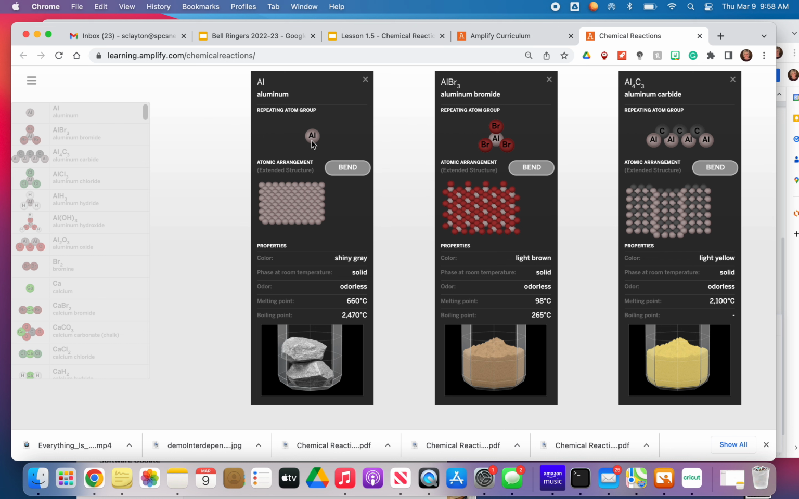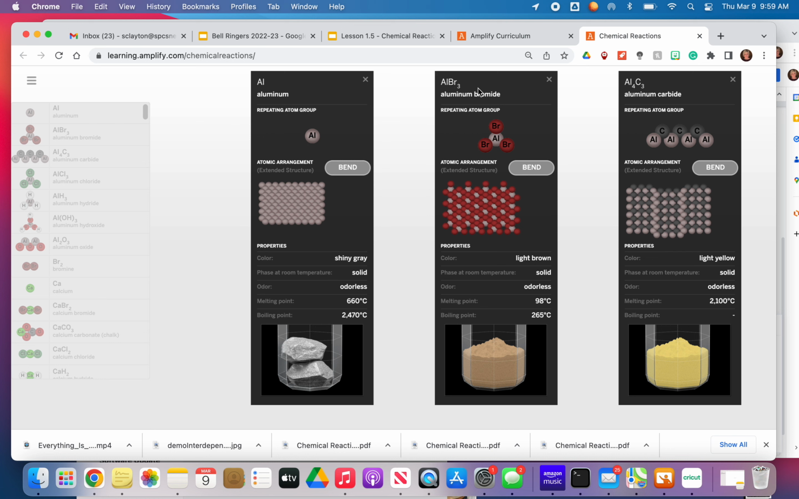So you need many billions and billions in order to make the actual substance that you can see with the naked eye, okay? Whereas if you look over at aluminum bromide, the repeating atom group is 1 aluminum and 3 bromine atoms, and they all are connected to make 1 molecule of aluminum bromide. And then aluminum carbide is 3 carbon and 4 aluminum.